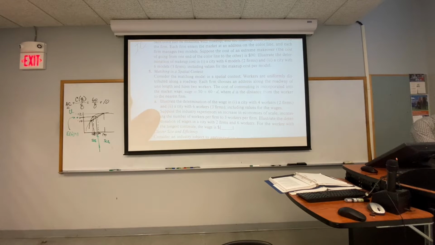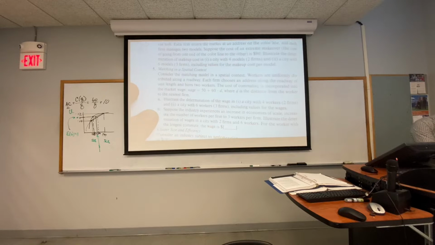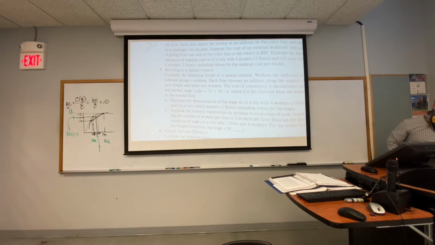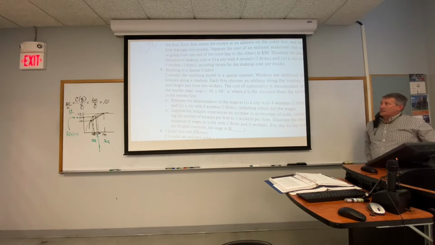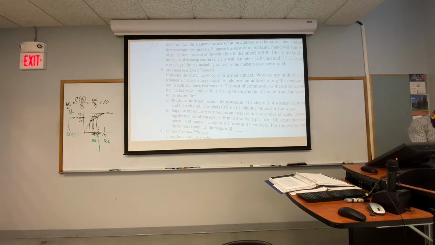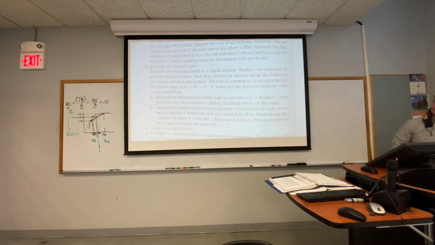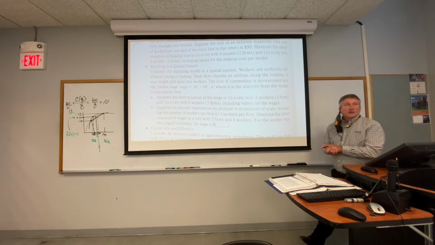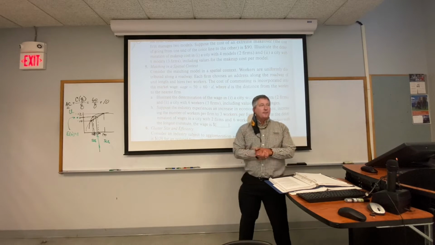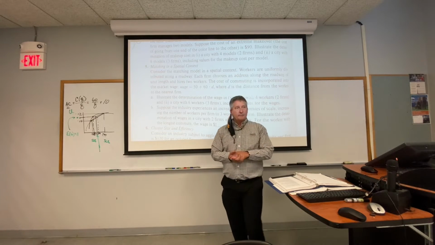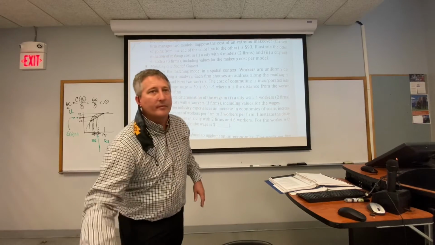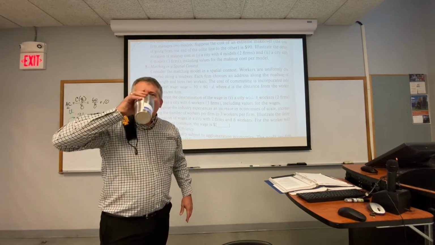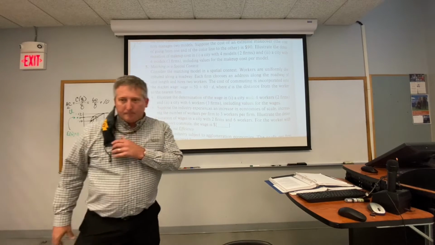All right, so illustrate the determination of the wage in a city with 4 workers, 2 firms, so kind of what we did before. Is it part A that you wanted to review, or both? Both. Yeah, that's what confused me. Okay, so what did you guys get for this one? Jonathan? I just used the equation that they gave us, so I did 50 plus 60, and then the distance from the worker to the firm is going to be 1/6 for the first one.